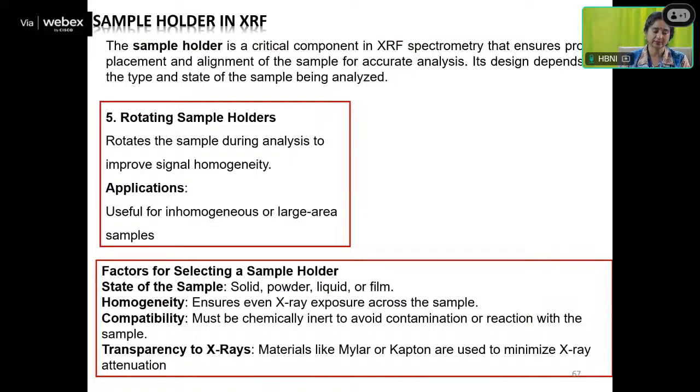This is helpful when it is not a homogeneous sample. So now, what are the various factors you have to keep in mind while selecting a sample holder? Whether your sample is solid, powder, liquid or film. Then ensure whether it is homogeneous or not, because that ensures even X-ray exposure across the sample. Compatibility: it must be chemically inert to avoid contamination or reaction with the sample. And now, transparency to X-rays. Materials like Mylar or Kapton are used to minimize X-ray attenuation.